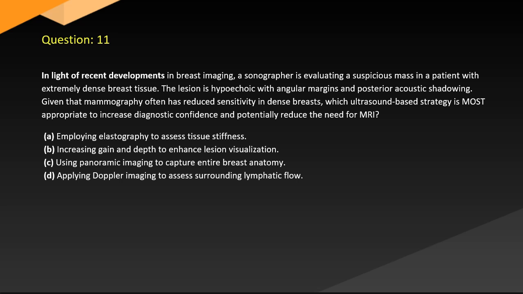Question 11. In light of recent developments in breast imaging, a sonographer is evaluating a suspicious mass in a patient with extremely dense breast tissue. The lesion is hypoechoic with angular margins and posterior acoustic shadowing. Given that mammography often has reduced sensitivity in dense breasts, which ultrasound-based strategy is most appropriate to increase diagnostic confidence and potentially reduce the need for MRI? A. Employing elastography to assess tissue stiffness. B. Increasing gain and depth to enhance lesion visualization. C. Using panoramic imaging to capture entire breast anatomy. D. Applying Doppler imaging to assess surrounding lymphatic flow.